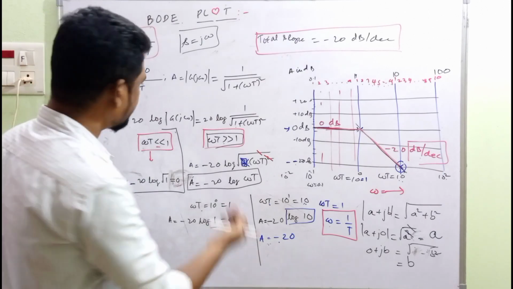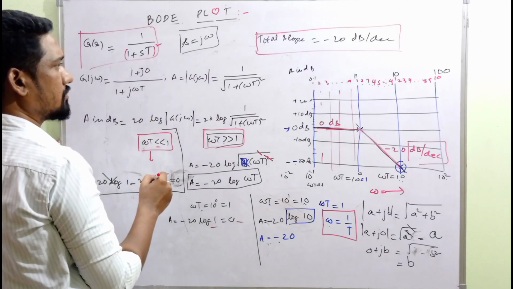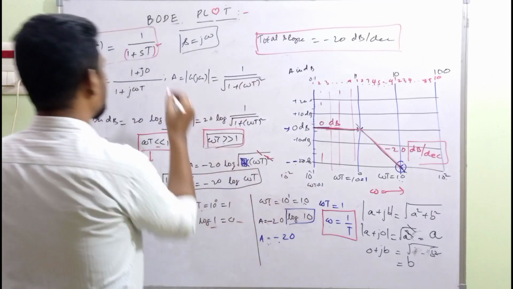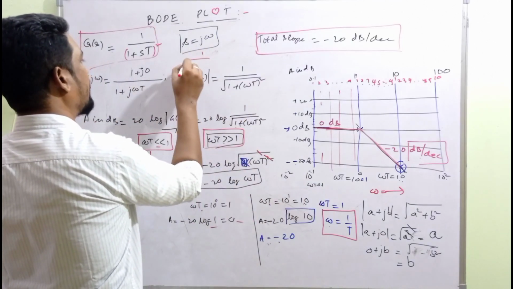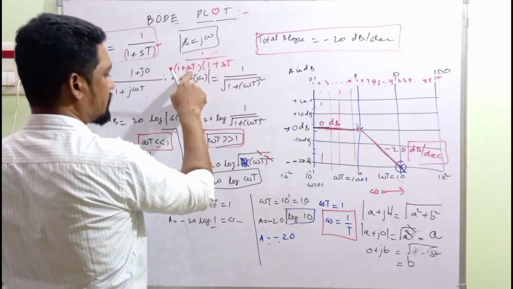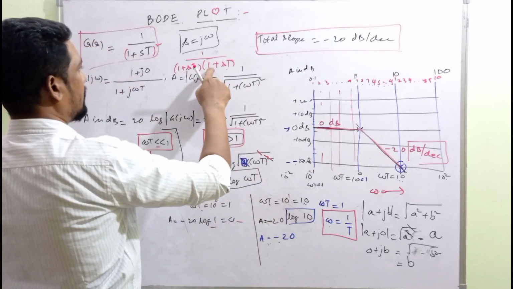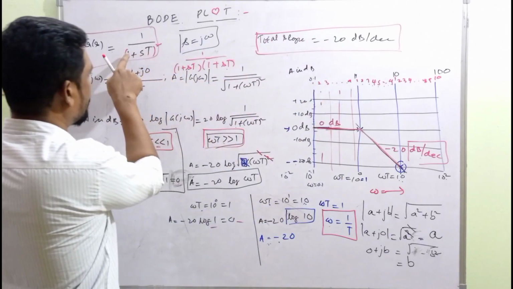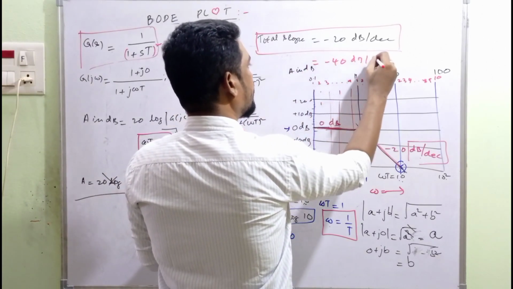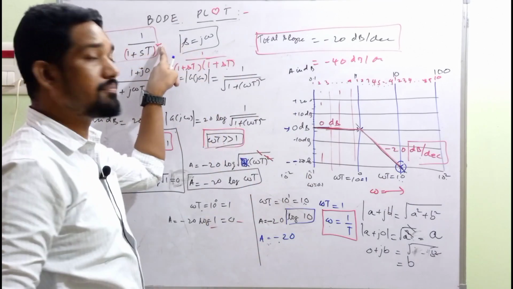Right? So guys, what if we have 1 plus ST whole square? Nothing changes over here. It may be considered to be 1 by 1 plus ST into 1 by 1 plus ST, and the corner frequency of this one will be this, and the corner frequency of this factor will be this. The total slope of this factor will be minus 40 dB per decade, right? And for 1 plus ST whole cube, that will be minus 60.